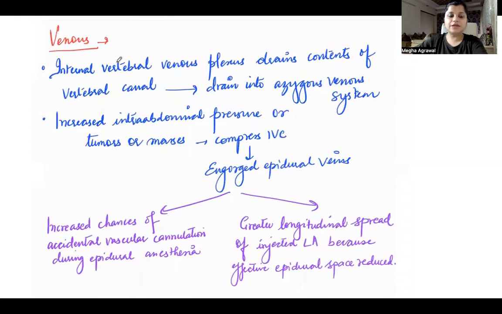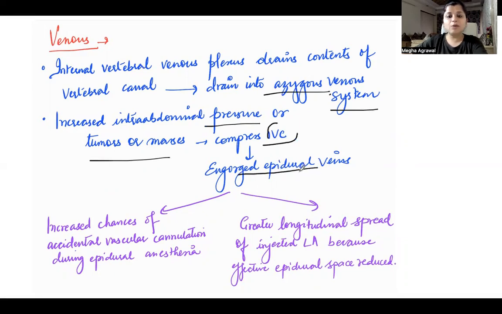And the venous drainage is very important. See, the vertebral canal is drained by the internal vertebral venous plexus, which drains into the azygos venous system. Now, the importance of it is that if there is any intra-abdominal pressure or tumoral masses, or if there is any pregnancy, then the mass can compress the inferior vena cava. Okay. When the IVC is compressed, there are engorged epidural veins.